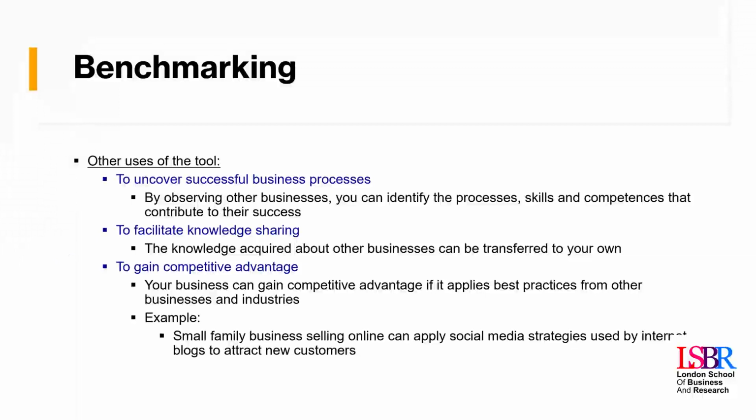So for example, a small family business selling online can maybe apply some of the social media strategies that are used by, for example, internet blogs to try and attract new customers to the business. Okay, so that's just one example. There are multiple other examples. Similarly, large corporations will also look at one another. They'll look at how their competition are performing and how that may influence their own performance, how that may influence what they do going forward.